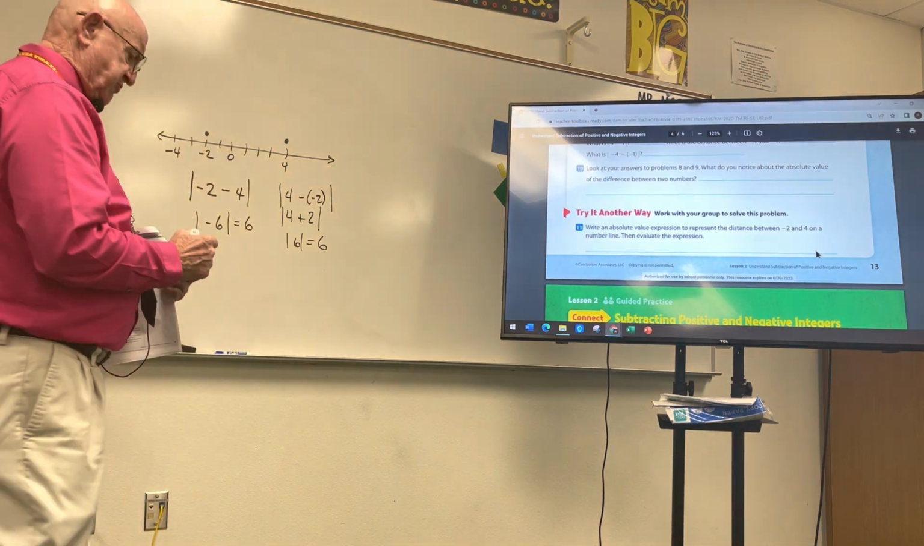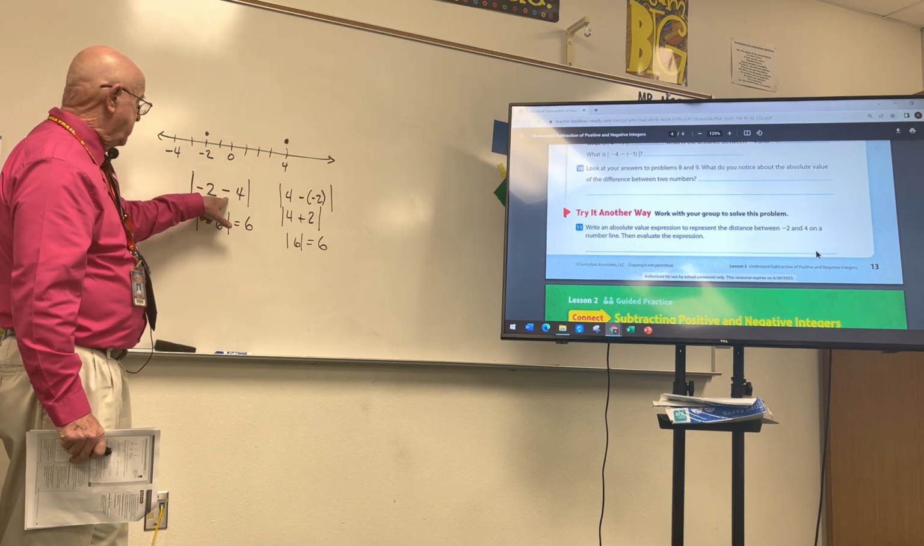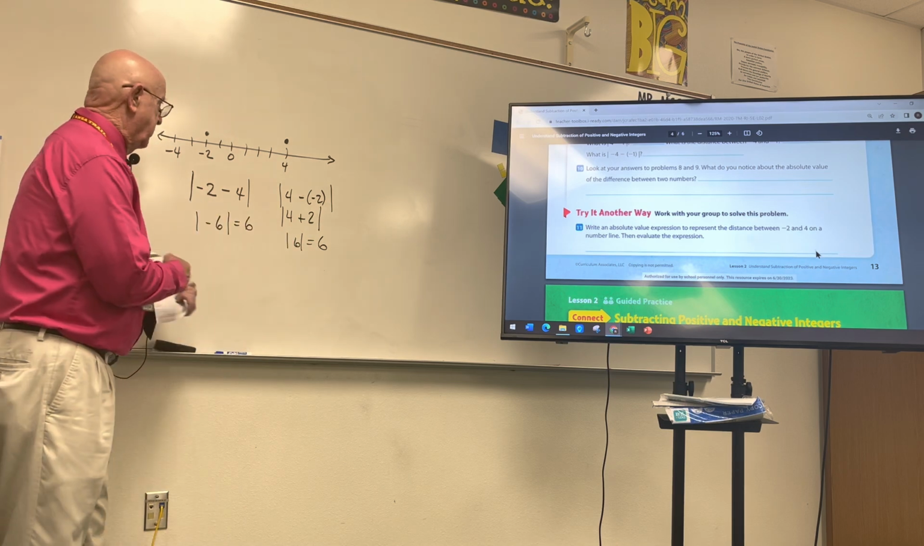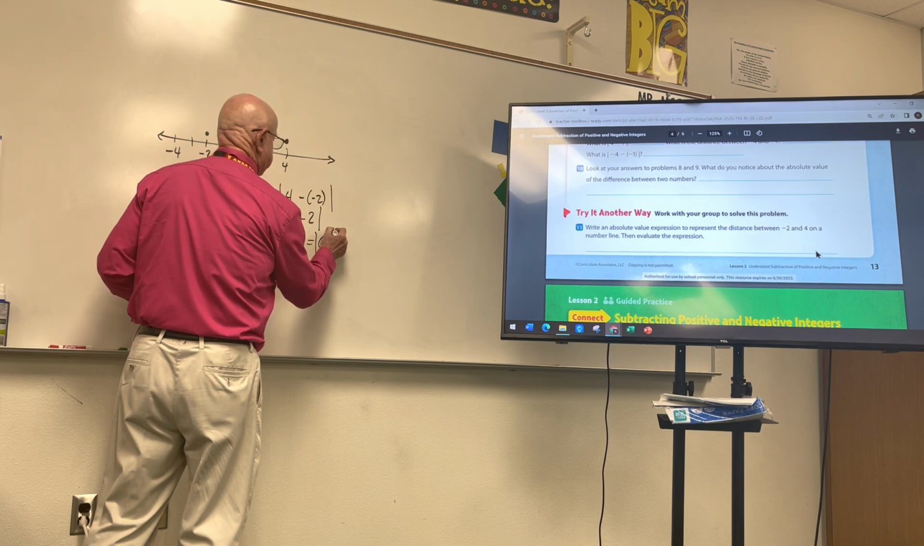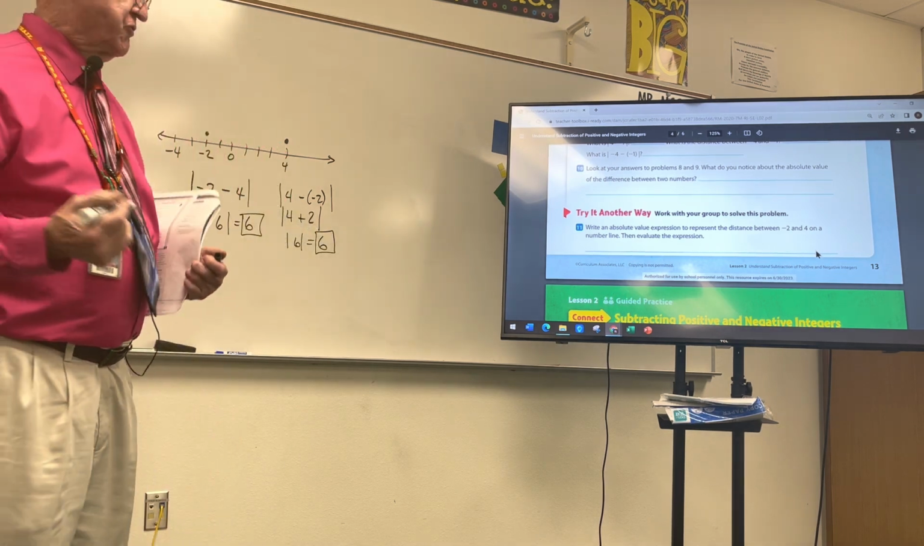When you're talking about distance on a number line, as long as you take the difference, right, you're going to get the same final result, right? Now one of them is the absolute value of 6, and one is the absolute value of negative 6, but both of those are equal to 6.